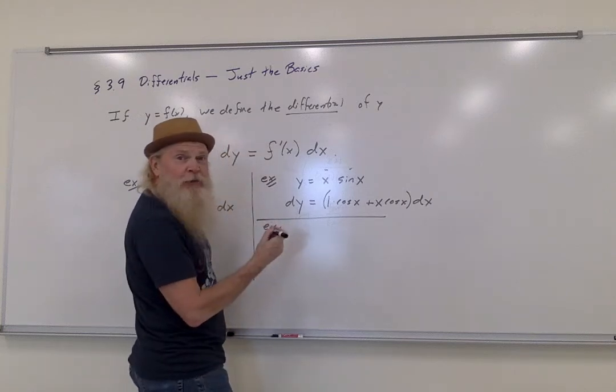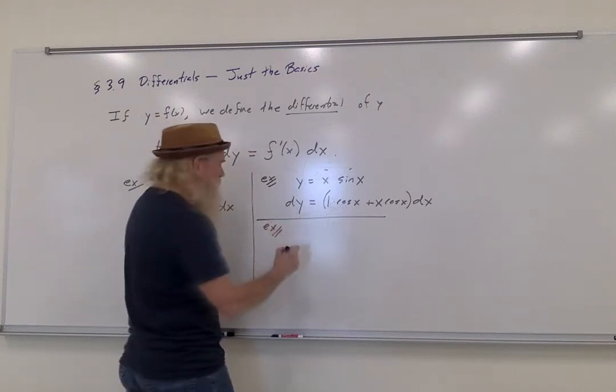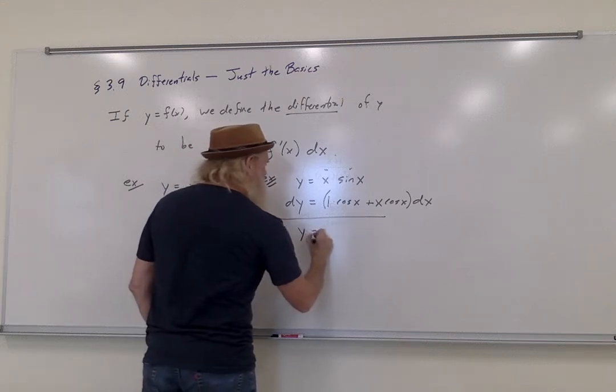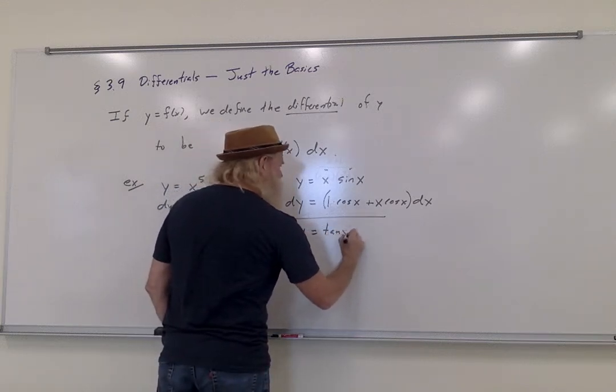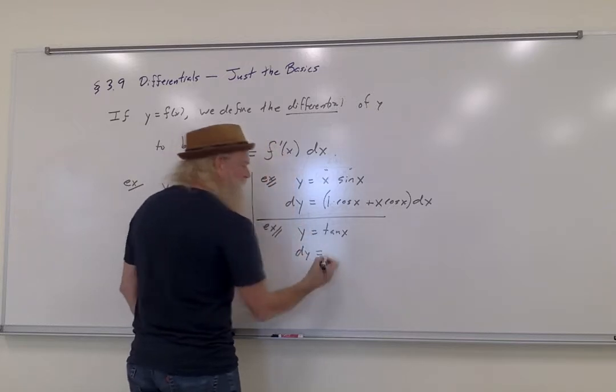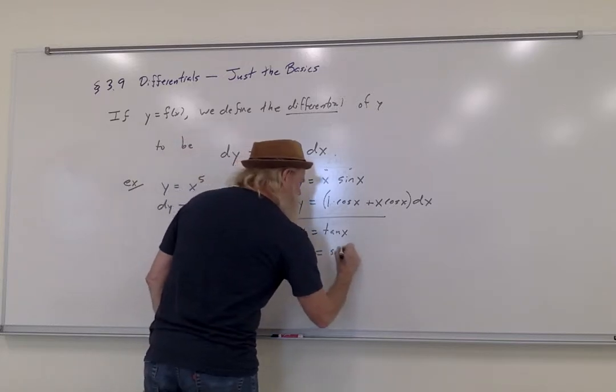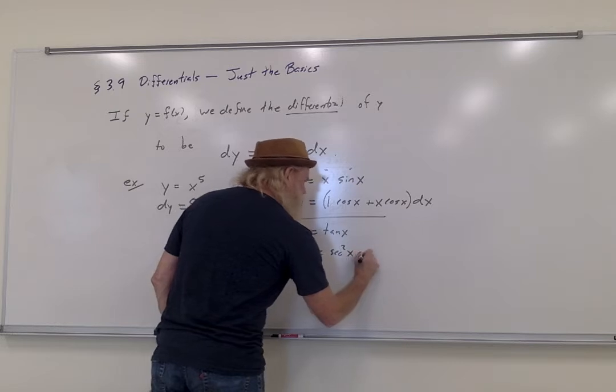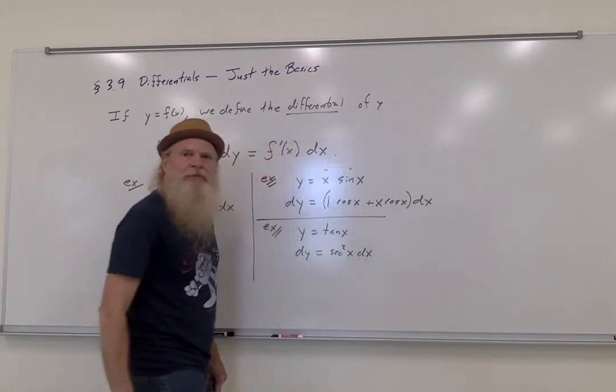Of course, you do need to remember how to take derivatives of your trig functions. So for example, if y is equal to tangent of x, then dy is the derivative of tangent x, which is secant squared x times dx.